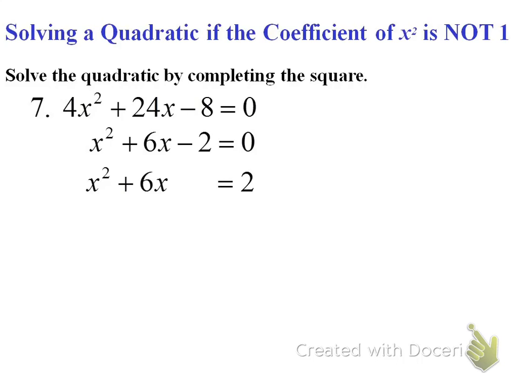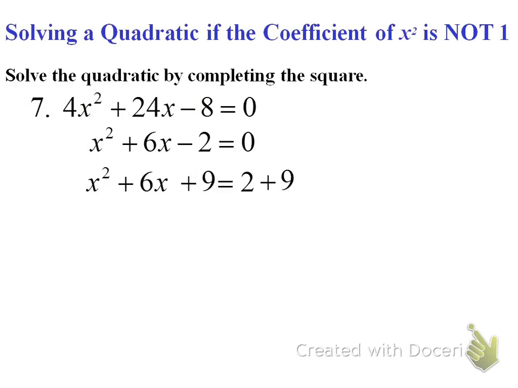You could add the 8. You get 4x squared plus 24x equals 8. Then divide everything by 4. Or you can divide everything by 4 first and then move the 2 over. Either way, you should end up at this step. Let me know if you're not quite sure how I got there. Alright, so I see some bewildered faces.